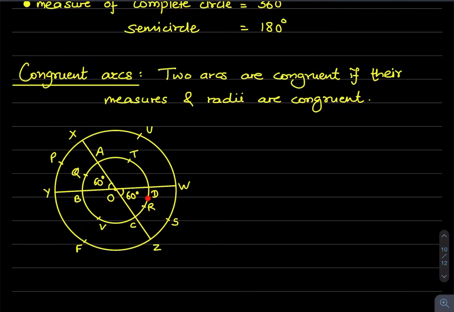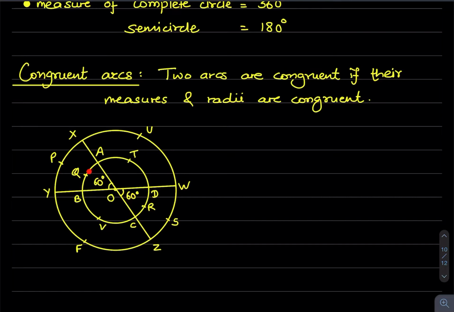Also the measure of arc CRD will be 60 degrees, the measure of arc XPY is 60 degrees, and the measure of arc WSZ is also 60 degrees. So which arcs are congruent?